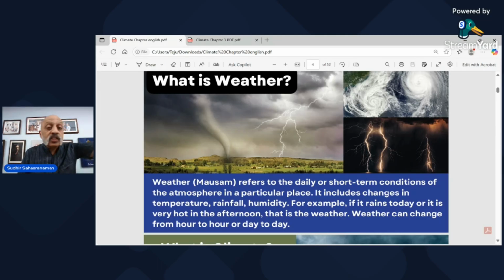How is the weather in Chennai today? How is the weather in Hyderabad today? So it is a daily, or a very short-term kind of thing. What is the weather prediction for the next couple of days? So we are talking about short-term in a particular place. And what does it include? It includes changes in temperature.